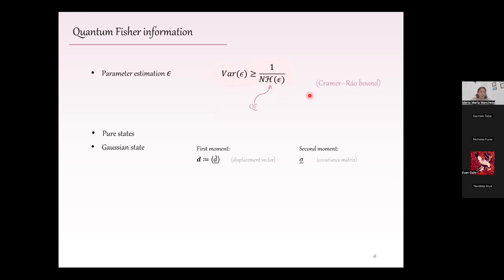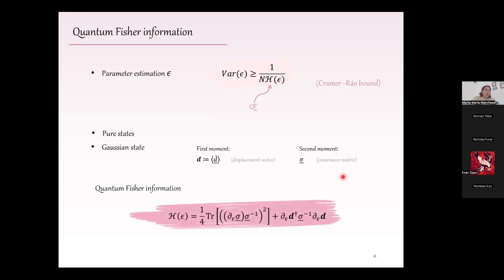Because we know that for Gaussian states, we can just use the statistical moments, no? So we have the first moment that is also called the displacement vector, and it is just the average of your operators. And then the second moment that is represented by the sigma, it corresponds to the covariance matrix.